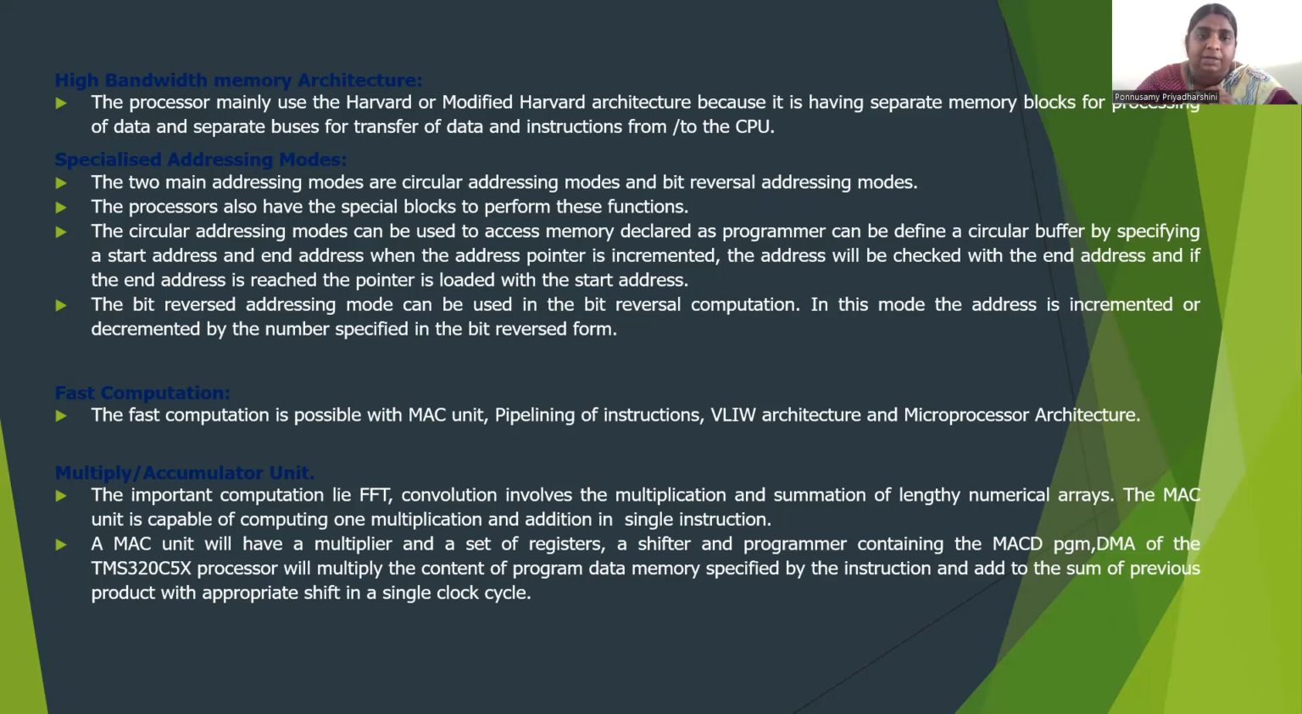The circular addressing mode can be used to access memory declared by the programmer as a circular buffer by specifying the start address as well as the end address. When the address pointer is incremented, the address is checked against the end address, and if the end address is reached, the pointer is loaded with the start address. That is, it moves in a circular manner.